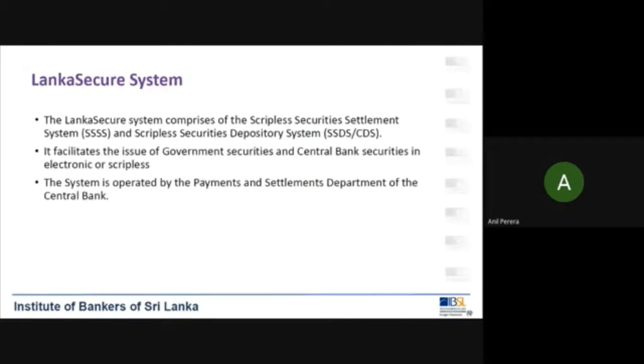So these two, RTGS and Lanka Secure, are the most important systems in Sri Lanka. Why do we call them important? Failure of any of these systems will lead to a failure in the financial system, because the entire payment and settlement mechanism will get disrupted if there is a failure. That's why you call it a systemically important payment system. Okay.